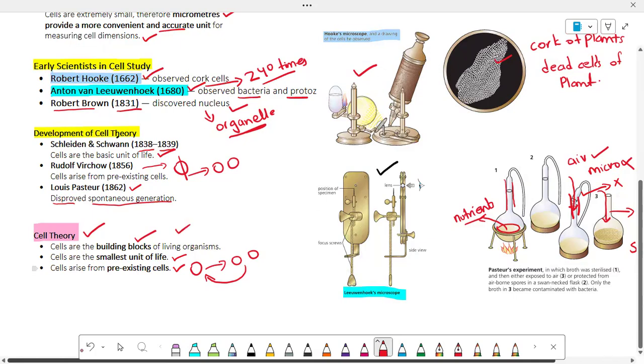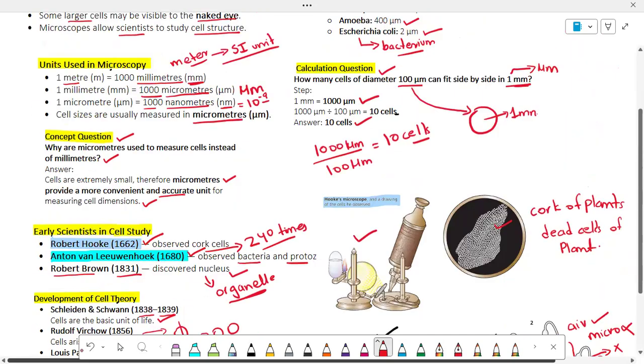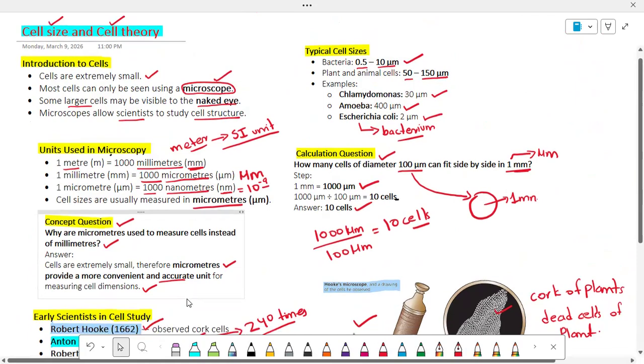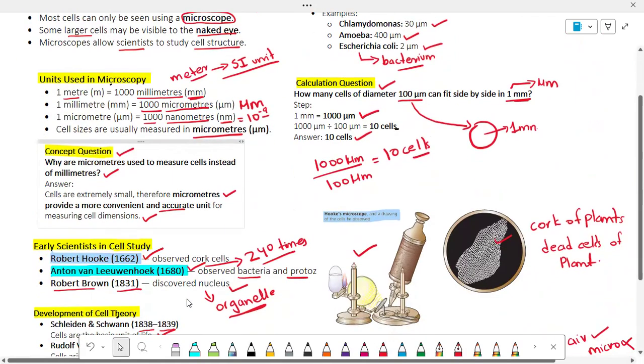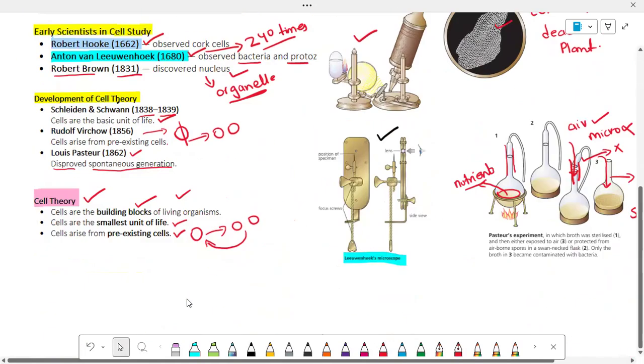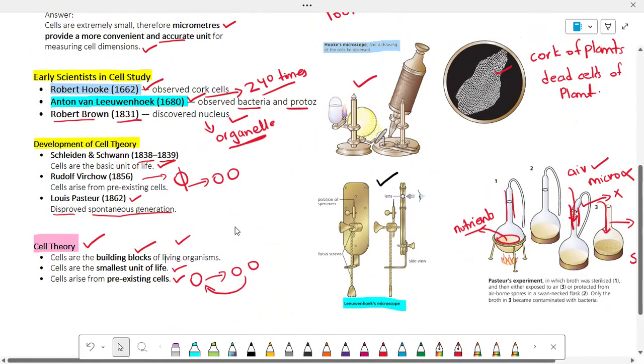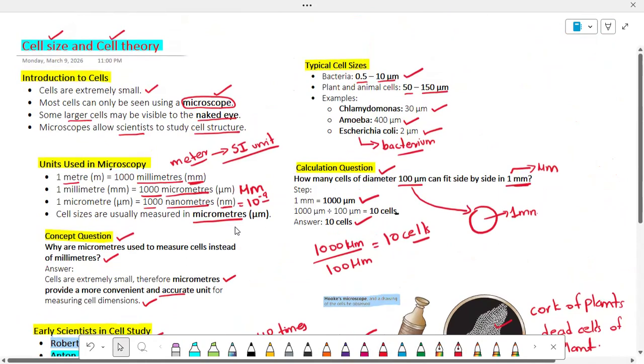Hope you will understand all the points. First, I discussed cell size, microscopic units, and the contribution of different scientists in cell study, and lastly cell theory. This was my topic for today.